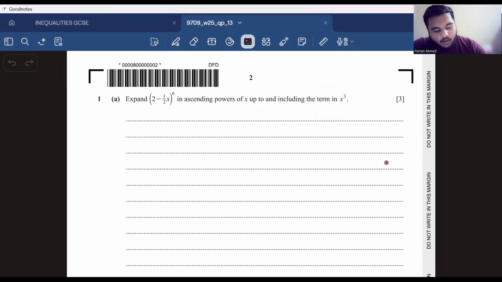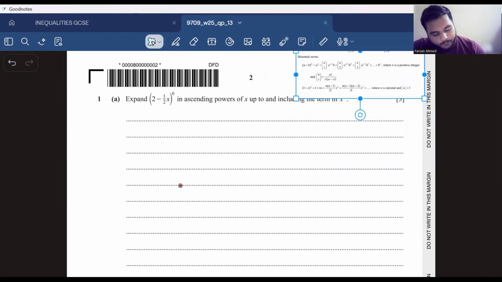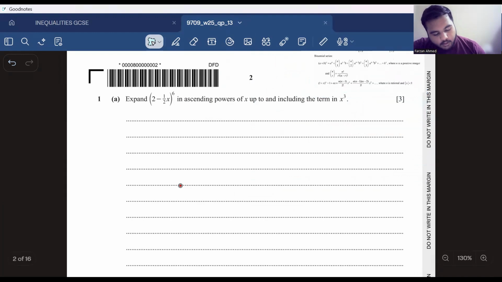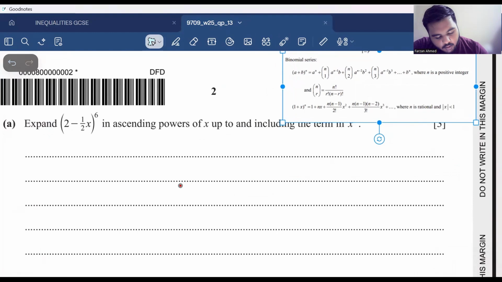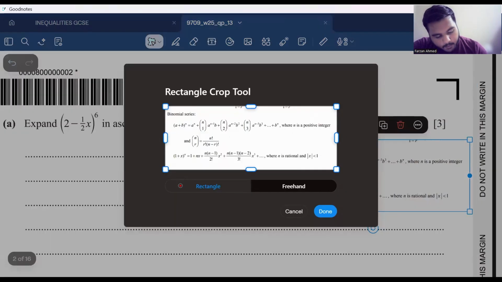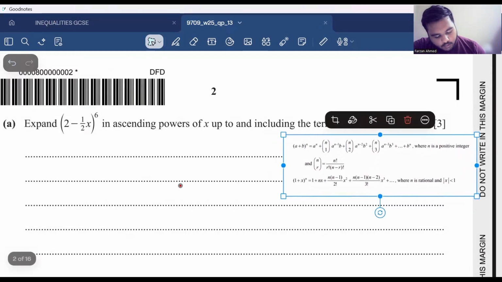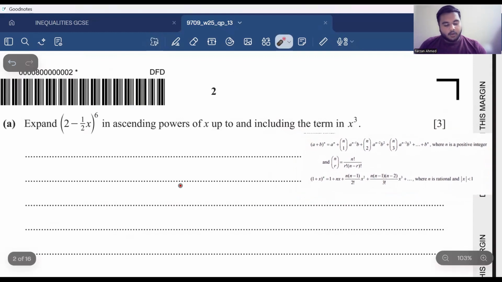I'm sharing the formula here. It is the binomial expansion formula which is given in your MF19. Okay, yes, so this is the formula. So what we will do.